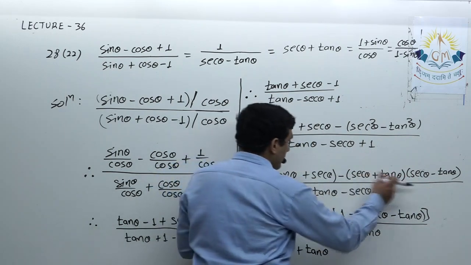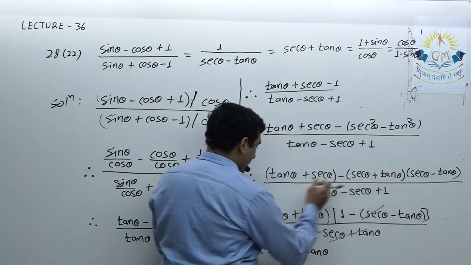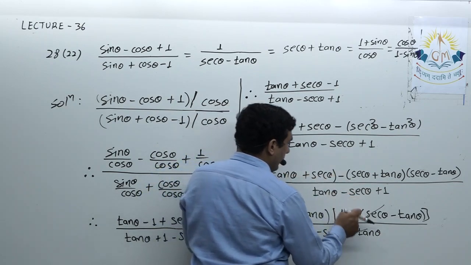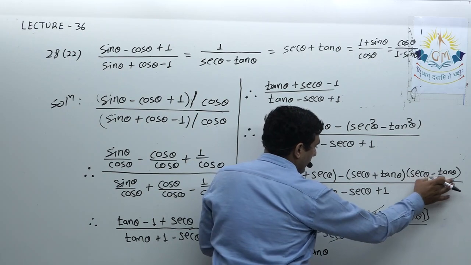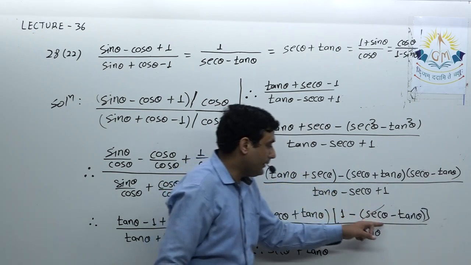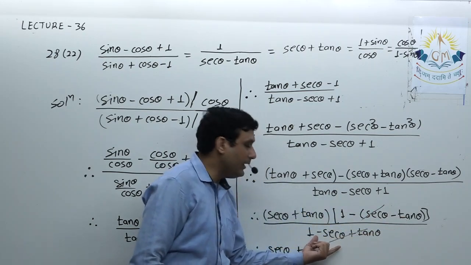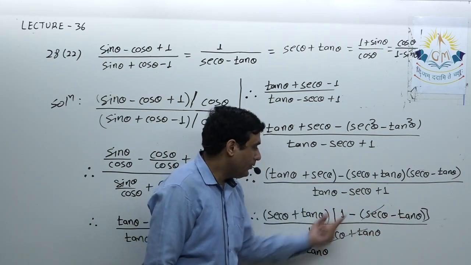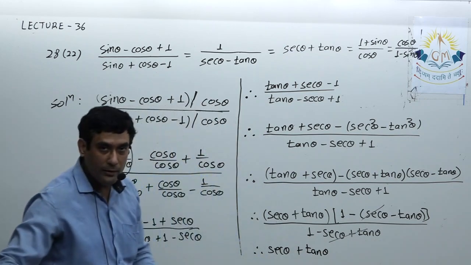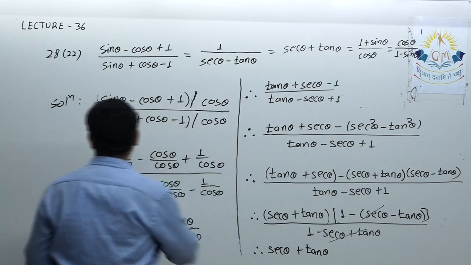Now from these two terms I can take sec theta plus tan theta common. So after taking common I am left with 1 minus sec theta minus tan theta. So when you get 1 minus sec theta plus tan theta, which we have in the denominator as well, by cancelling these two I got sec theta plus tan theta. Now we'll see how to solve it further.